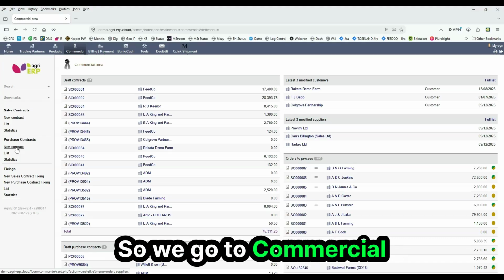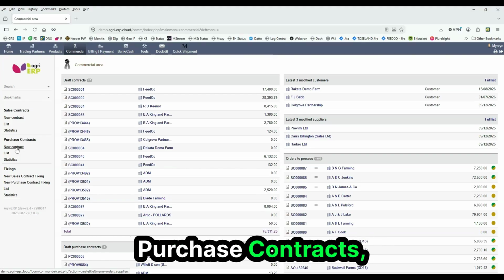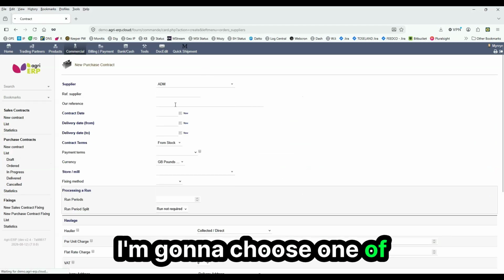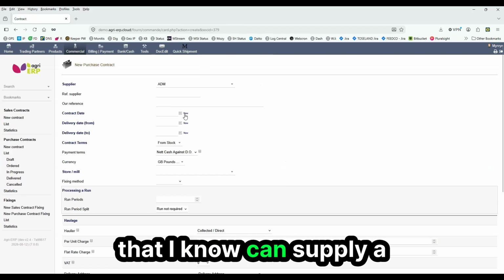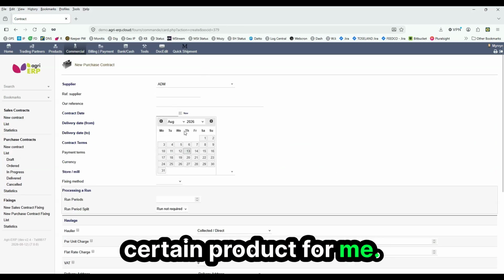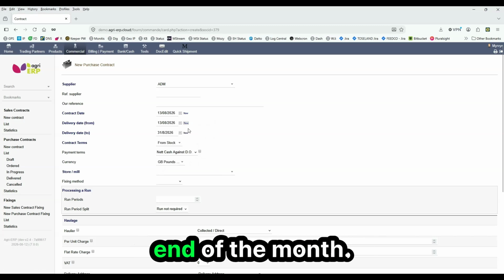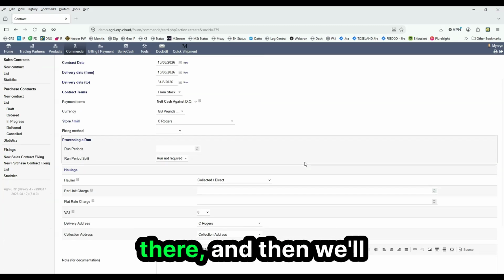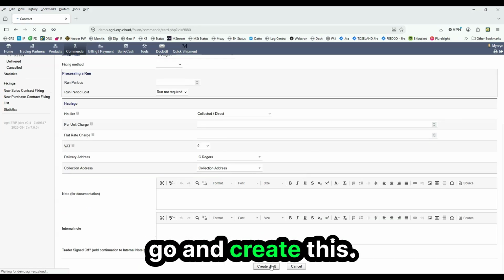So we go to Commercial at the top of the screen, Purchase Contracts, New Contract down the left-hand side. I'm going to choose one of the companies on here that I know can supply a certain product for me. Contracts today, we'll have it now until the end of the month. It's going to go into there, and then we'll go and create this.